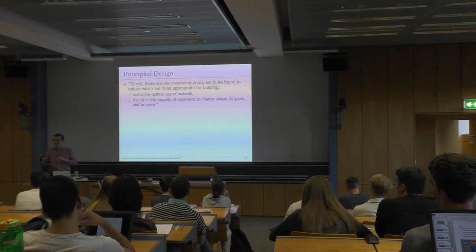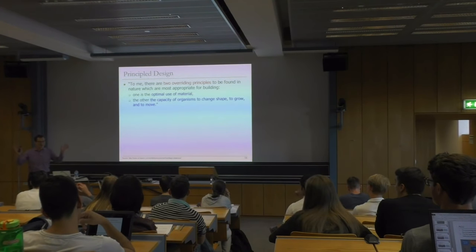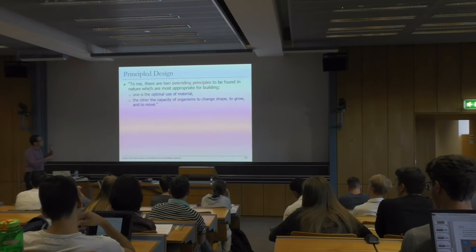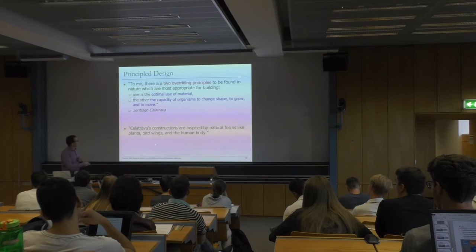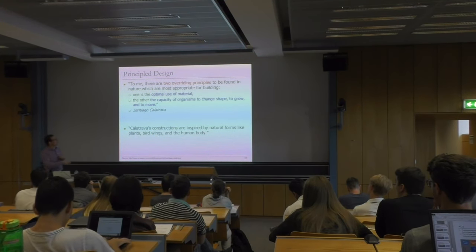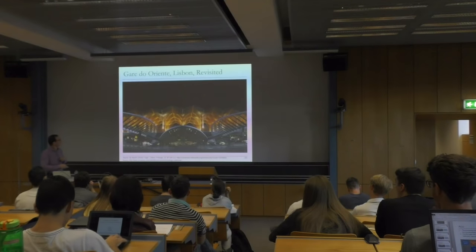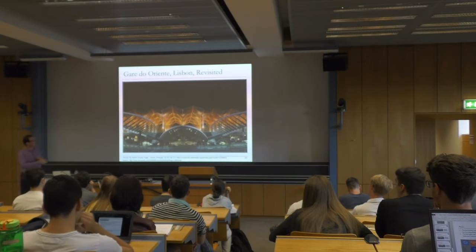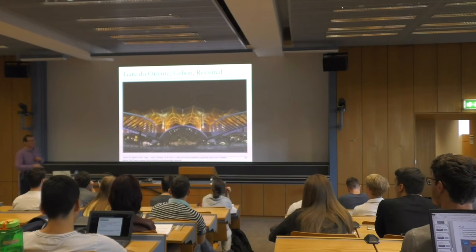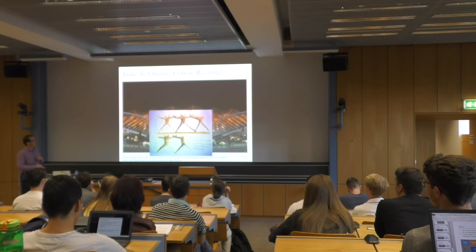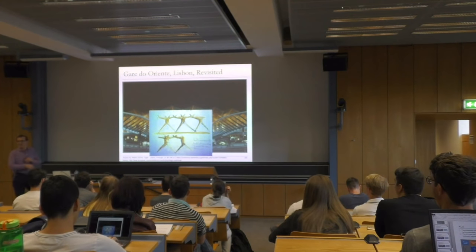He was not completely successful with Oculus, as you can see, right? Because it's not moving. But I don't know about the optimal use of material. But essentially, he's guided by some principles in the design. And this is somebody else saying, these constructions are inspired by natural forms like plants, bird wings, and the human body. And this is another example from Lisbon. Has anyone seen this one? You can see the name. It's another train station. But this is the blueprint of it. It's another example of the zoomorphic architecture.